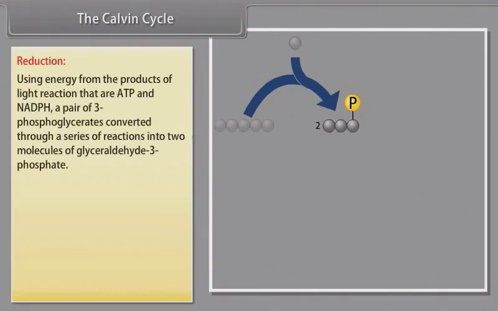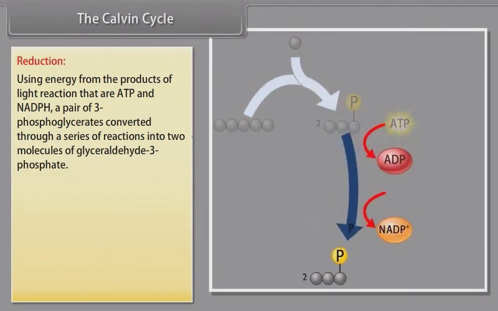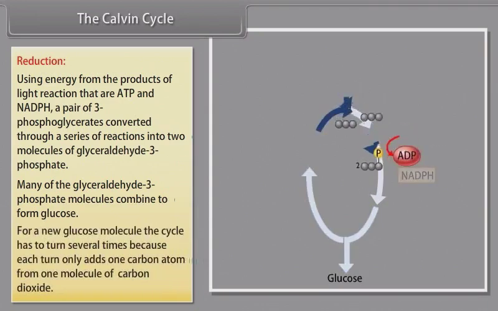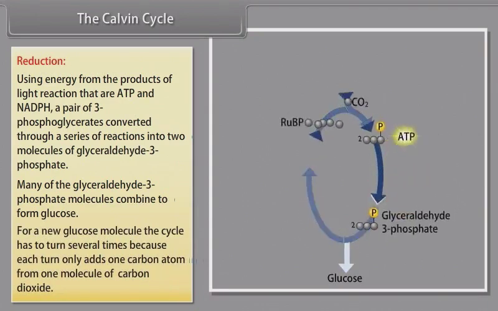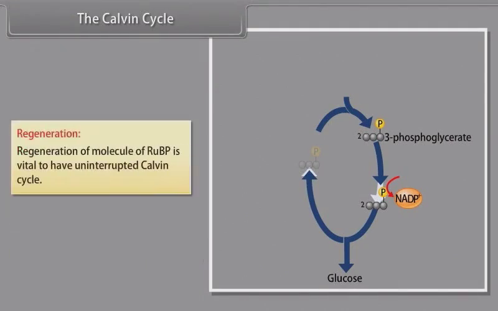Reduction. Using energy from the products of light reaction, that are ATP and NADPH, a pair of 3-phosphoglycerates is converted through a series of reactions into 2 molecules of glyceraldehyde 3-phosphate. Many of the glyceraldehyde 3-phosphate molecules combine to form glucose. For a new glucose molecule, the cycle has to turn several times because each turn only adds 1 carbon atom from 1 molecule of carbon dioxide. Regeneration. Regeneration of the molecule of RuBP is vital to have an uninterrupted Calvin cycle.